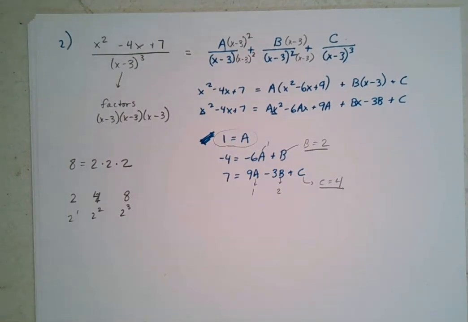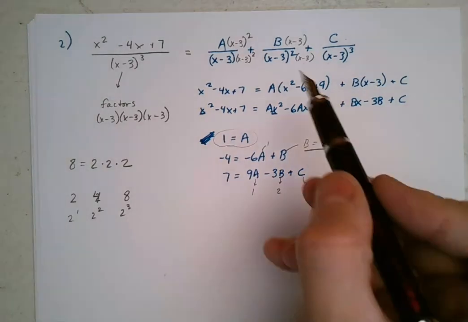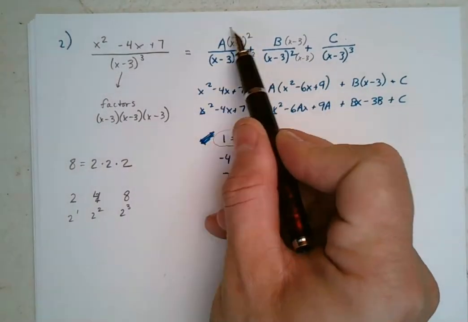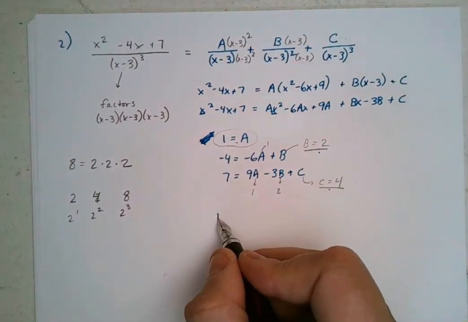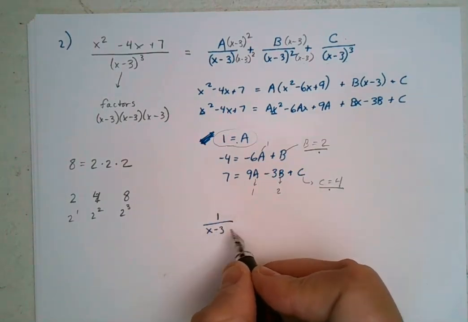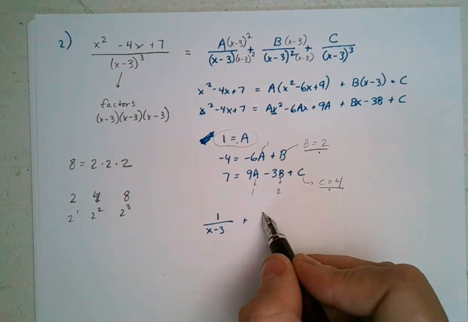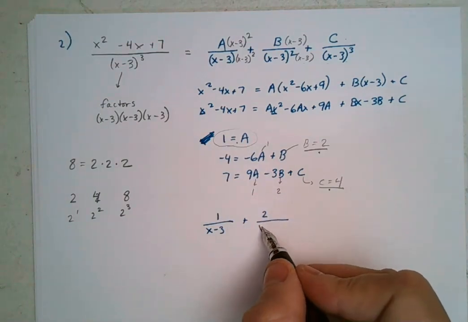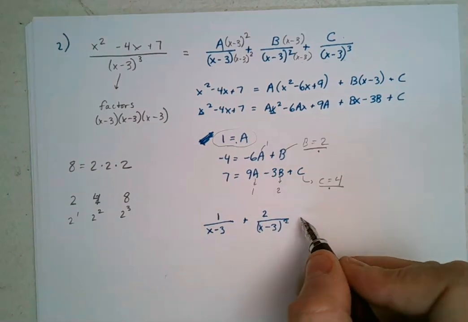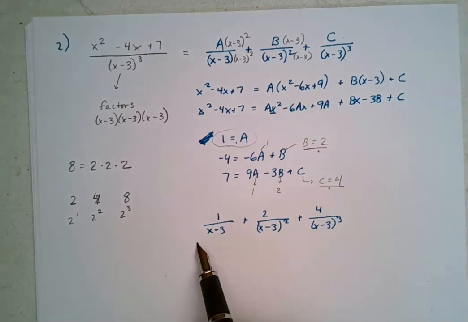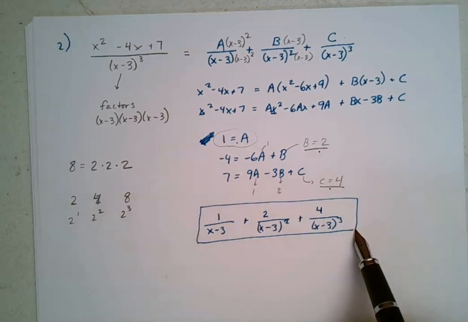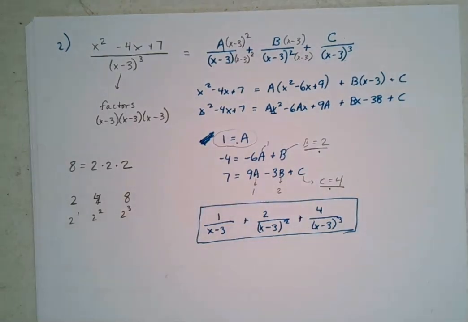Once we solve this system to get these three answers, we take what I've got in blue and substitute these three answers. And so I end up with 1 over x minus 3 plus 2 over x minus 3 squared plus 4 over x minus 3 cubed. And that is the partial fraction decomposition if you have repeat linear factors. Not unique linear factors, but repeat linear factors.